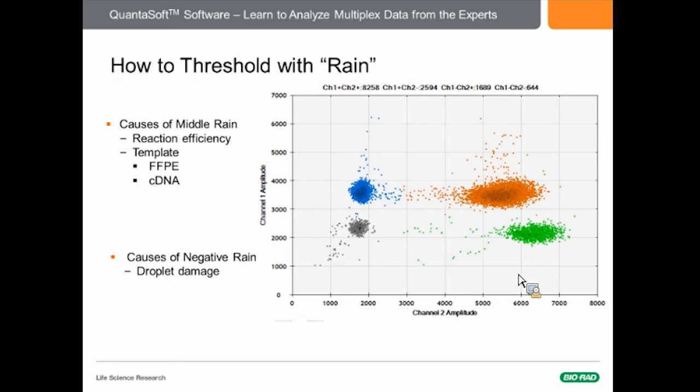Another common type of rain is what we refer to as negative rain, or droplets that fall below the negative population. This droplet population has reduced fluorescence due to droplet damage. In the case of droplet damage, you will also see droplets that fall within the middle region. Therefore, the main way to distinguish between damage and reaction inefficiency would be to look for droplets that trail off the negatives, such as shown here. Shortly, we'll move into the software to examine how rain can affect thresholding and then possibly concentration calls.